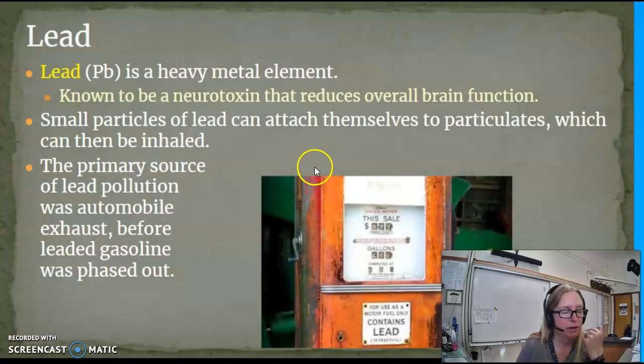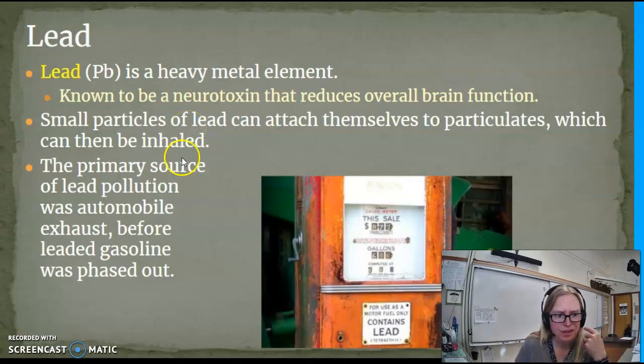Okay, and I'm just going to talk about a couple more in this session. So lead is a heavy metal element. We've talked about lead before. We looked at lead and childhood brain damage too. You guys did some work on that. These small particles of lead attach themselves to particulates, and then those can be inhaled.